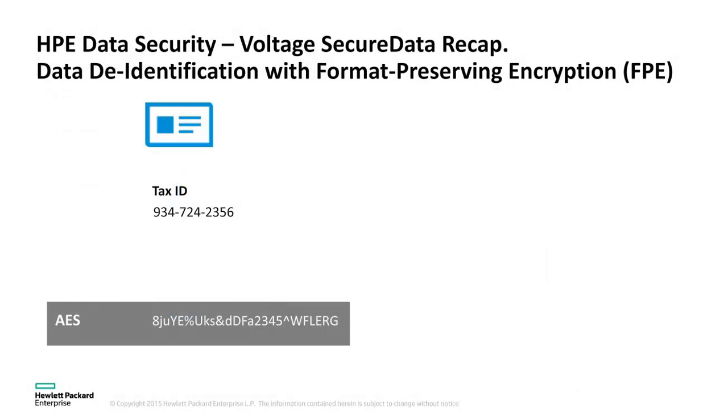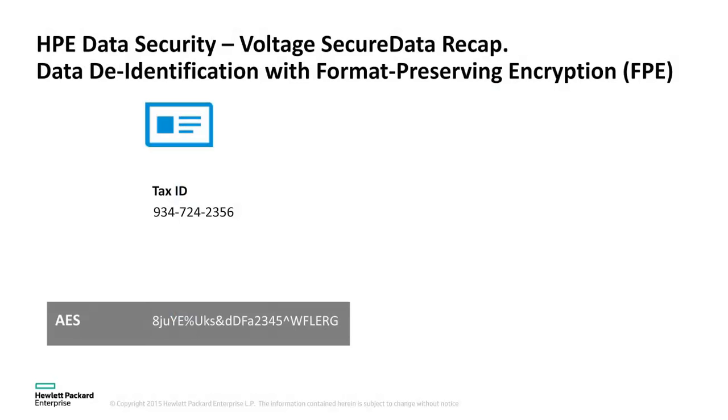HPE Security Voltage, however, is HPE Enterprise's data-centric security solution, protecting data in its entire life cycle. And data de-identification is a key technology here. Data de-identification is the process of rendering sensitive data meaningless to attackers and at the same time useful to both production and non-production data processes, such as applications and services that need to process that data.